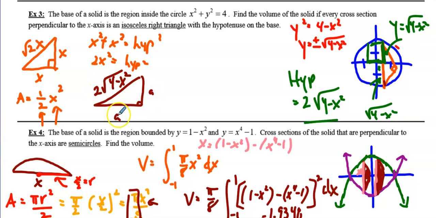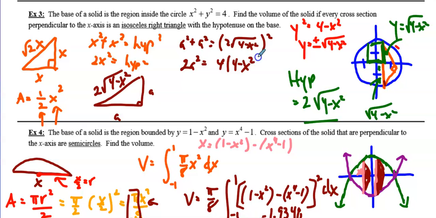So I know that I can find this side now based on the Pythagorean theorem. So I can go back and say that A squared plus A squared is equal to 2 square root of 4 minus x squared, all quantity squared. And so I'll get 2a squared is equal to, and again, if I can find a, then I know what the area of this triangle is going to be. It's going to be 1/2 a squared. So I'm going to get, this is 4 times 4 minus x squared.